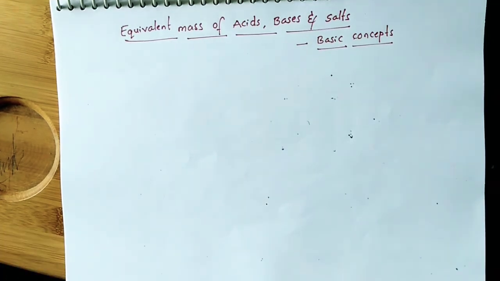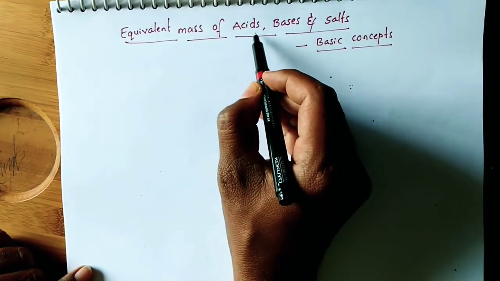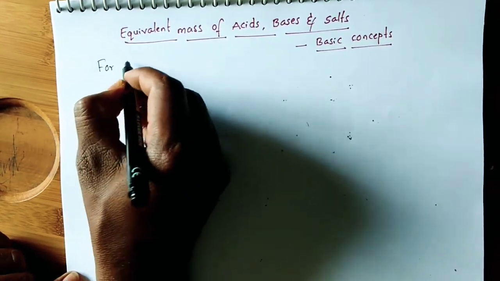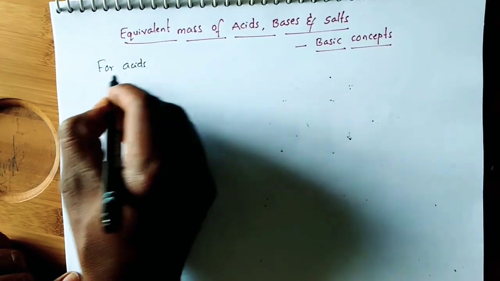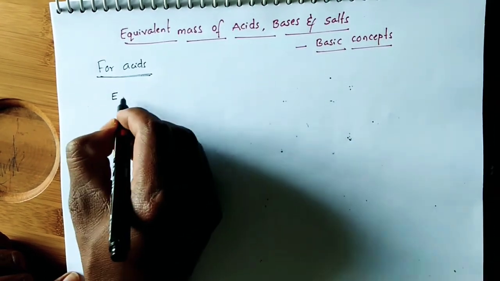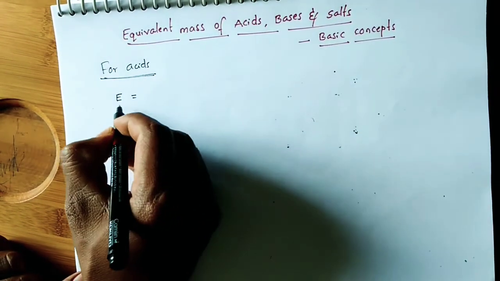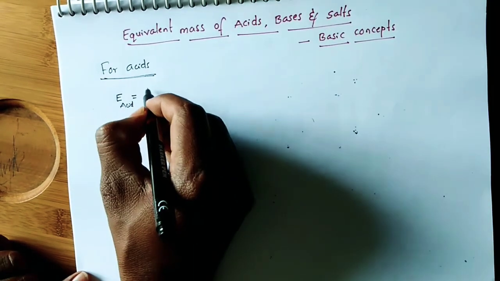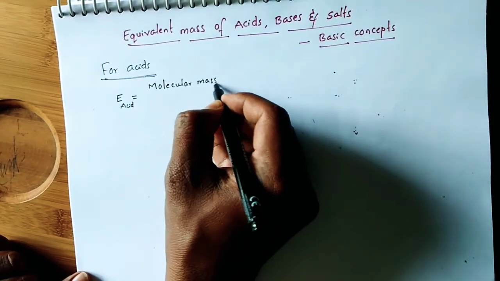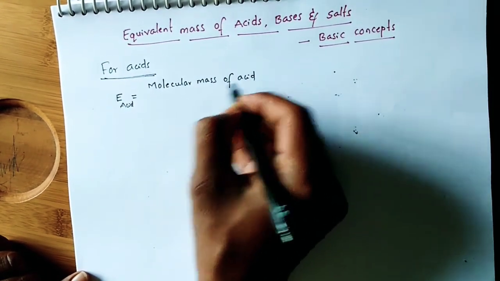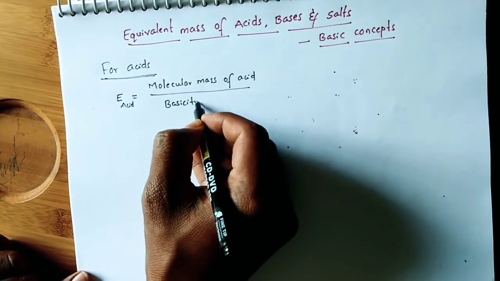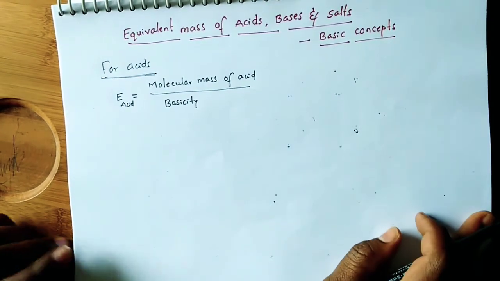Here, how to find the equivalent mass of acids. First of all, let us see for acids how to find it. For acids, equivalent mass of acid is equal to molecular mass of acid by its basicity. Molecular mass of acid by basicity.